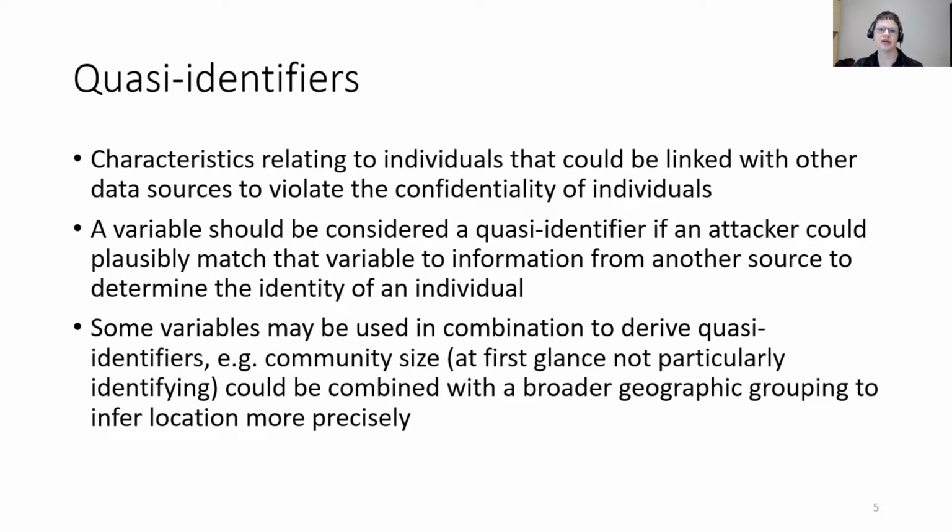So, information in the dataset that can be matched to information outside of the dataset and used to determine the identity of an individual. Some variables may be used in combination to derive quasi-identifiers. For example, community size, at first glance not particularly identifying, could be combined with a broader geographic grouping to infer location more precisely and narrow down exactly where somebody is coming from.